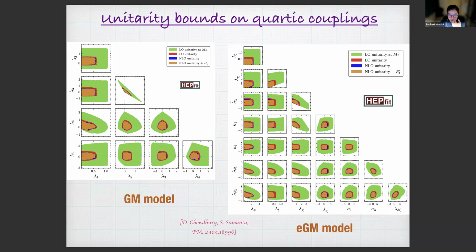This is the case for the Georgi-Machacek model, and similarly we do the same for the extended Georgi-Machacek model. We see that the parameter space gets much more constrained when you calculate the NLO unitarity and perturbativity compared to the LO unitarity.